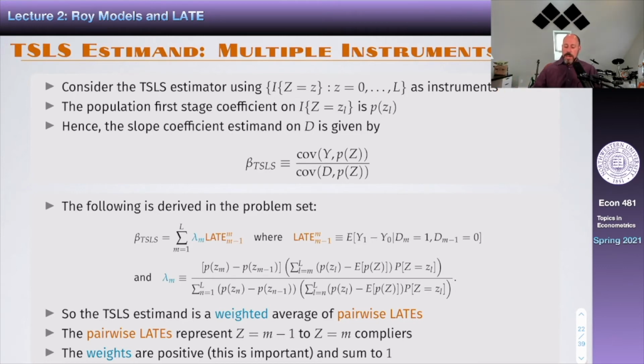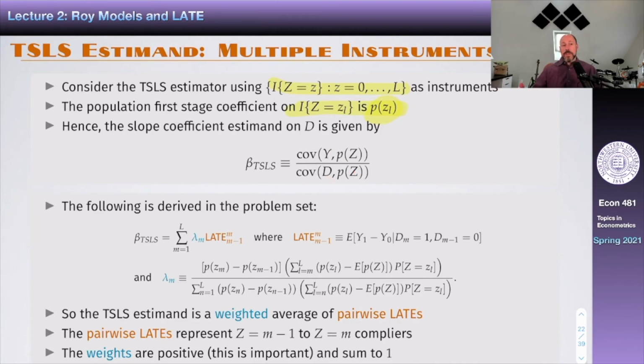Okay. And so when you look at the first stage, which is the regression of D on all these instruments, where these instruments are just the indicators, this is going to give us the propensity score. The first stage regression of D on this is just going to give us the propensity score at each of these values. And then in the two-stage least squares estimator, the estimate is just going to be equal to the covariance between Y and the propensity score divided by the covariance of D and the propensity score.